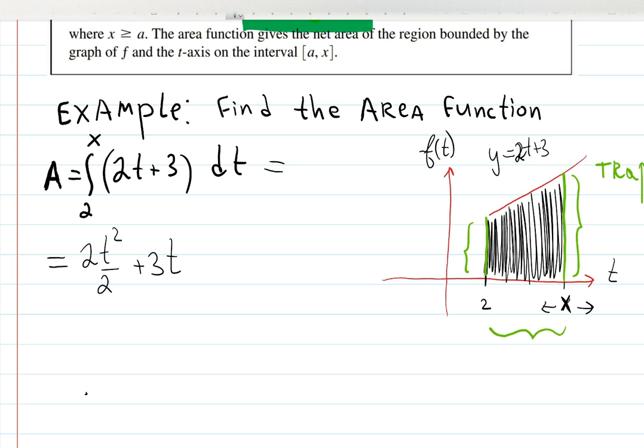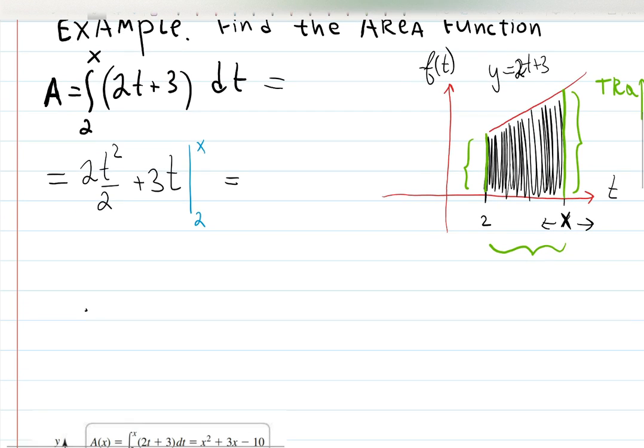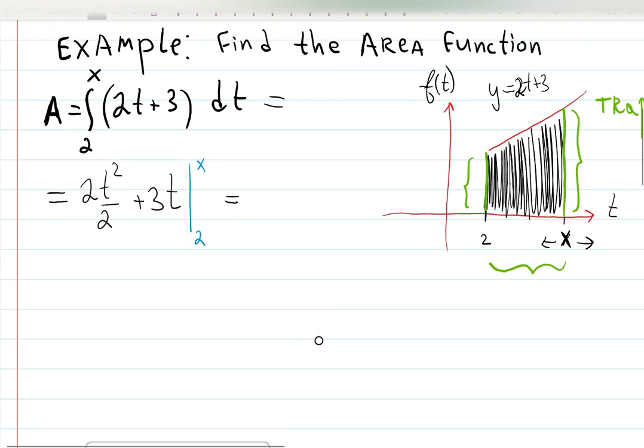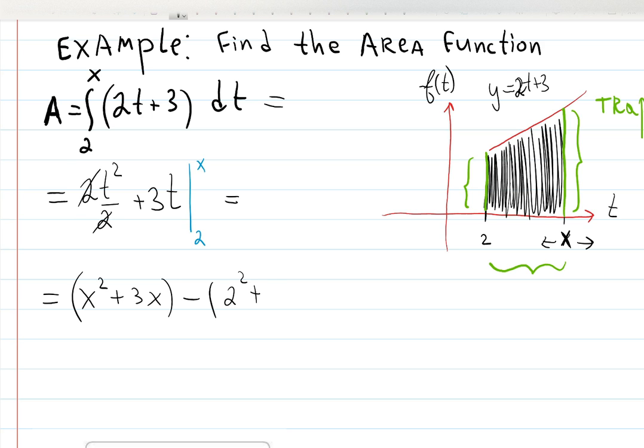Instead of plus c, I'm doing a bar, and I'll have from 2 to x, because I'm treating this integral as a definite integral. Since I do have limits of integration, it's just that one of the limits is not fixed. So what is going to happen here is I'm going to plug in the top minus the bottom. Plugging in x is going to be x squared plus 3x. That's plugging in the top, the upper limit of integration, minus plugging in the bottom, the lower limit of integration: 2 squared plus 3 times 2. And the answer becomes x squared plus 3x minus 4 plus 6, minus 10.